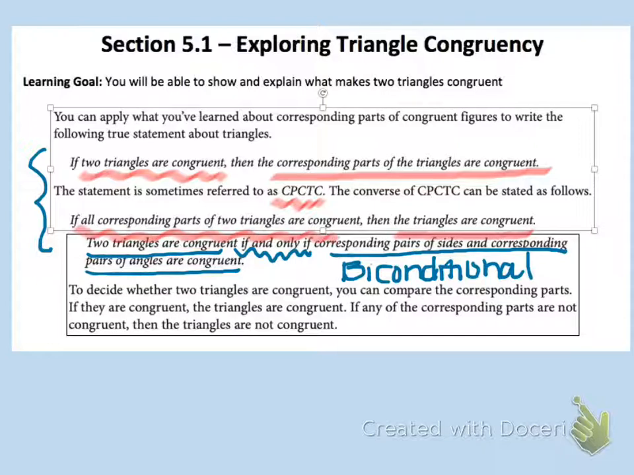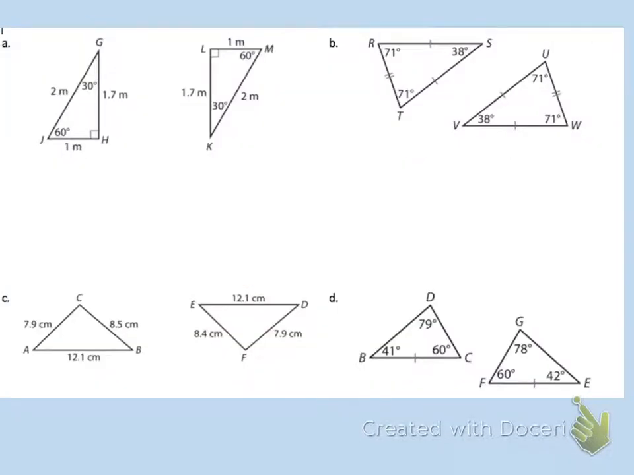To decide whether two triangles are congruent, you can compare the corresponding parts. If they are all congruent, then the triangles are congruent. If any of the corresponding parts are not congruent, you can use that theorem also to say that the triangles aren't congruent. So you can also use it to prove that they're not congruent. It's such a strong statement, it can be used to prove things are congruent and also to prove things are not congruent.